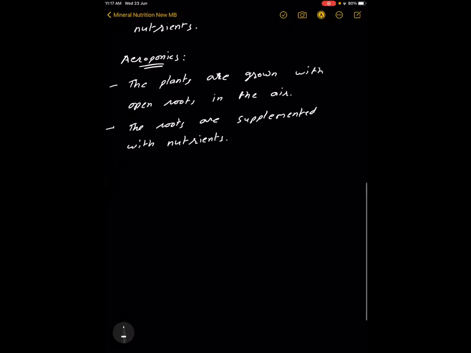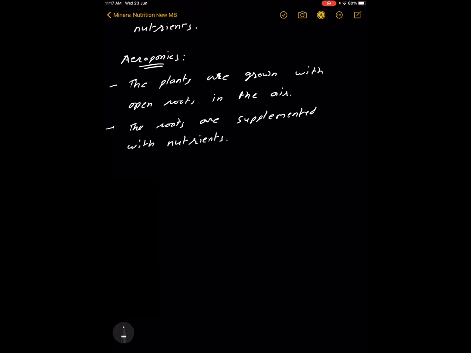Finally, Arnold and Stout categorized the minerals. They divided minerals into two categories: macro elements and micro elements. Actually, before that, essential minerals were discovered first of all. More than 105 elements are available in plants, but only 17 elements, 17 minerals, are essential.